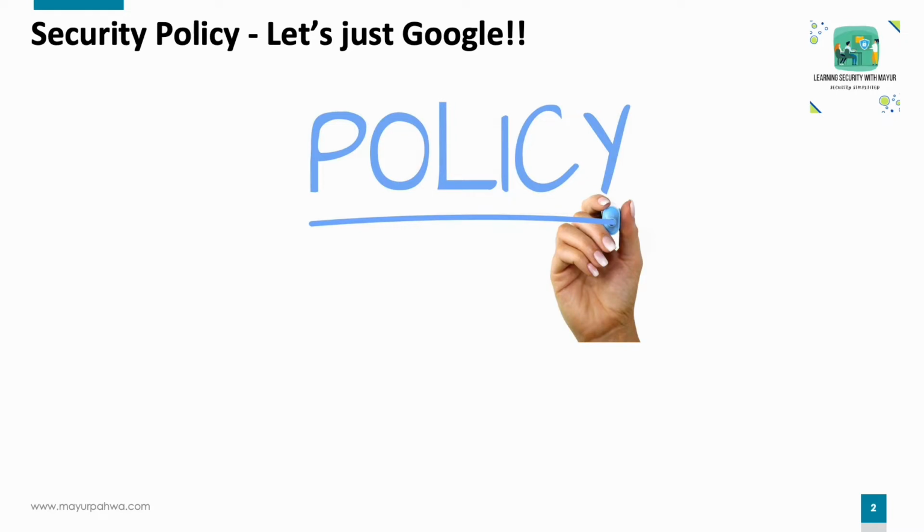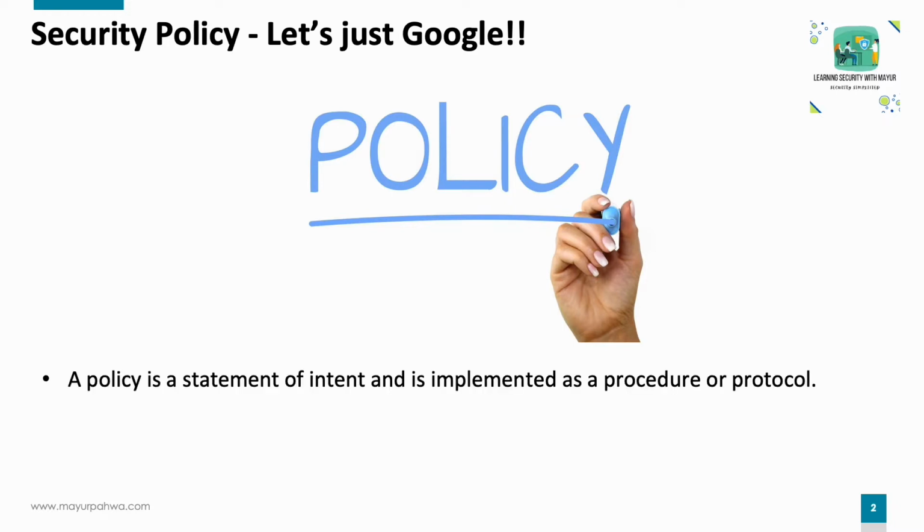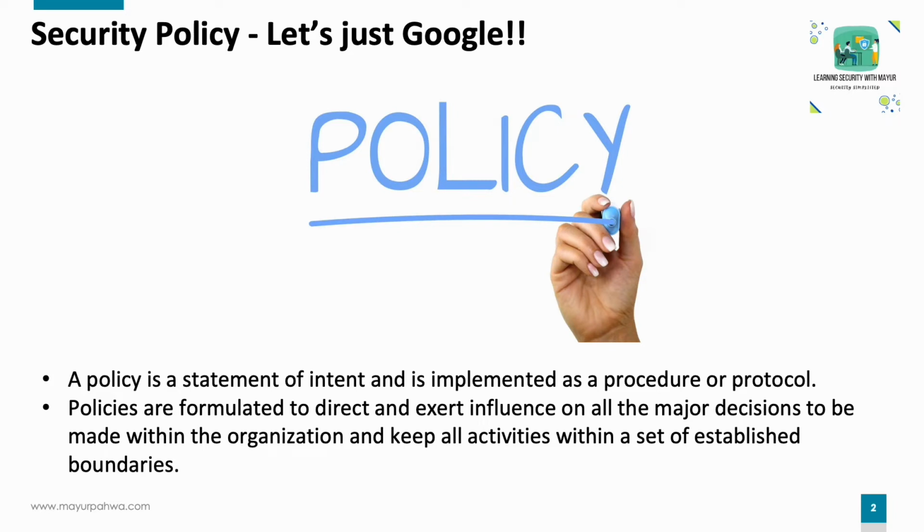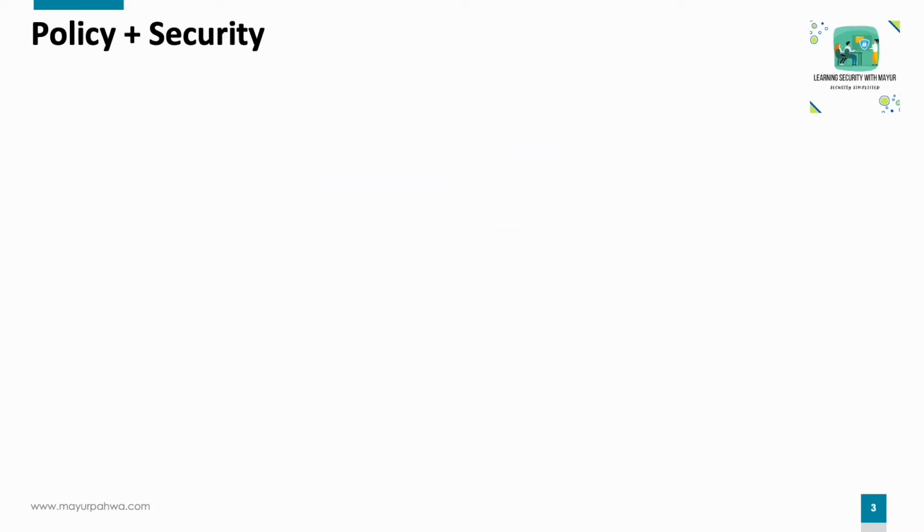And before we deep dive into that, let's understand what is a policy. See, Wiki defines policy as a statement of intent that is implemented as a procedure or protocol. While Safopedia explains that policies are formulated to direct and exert influence on all the major decisions to be made within the organization and keep all activities within a set of established boundaries.